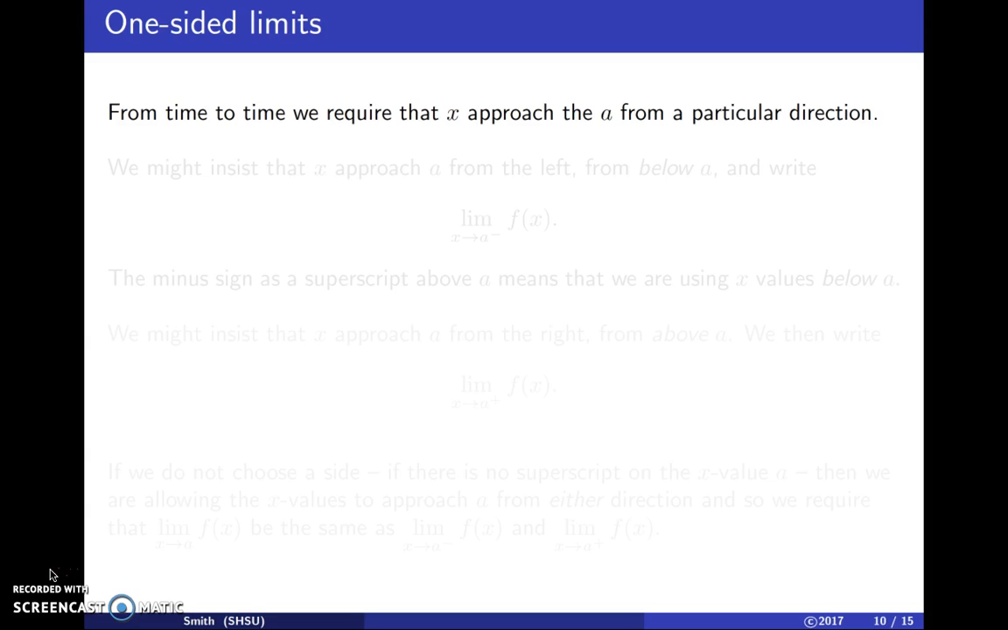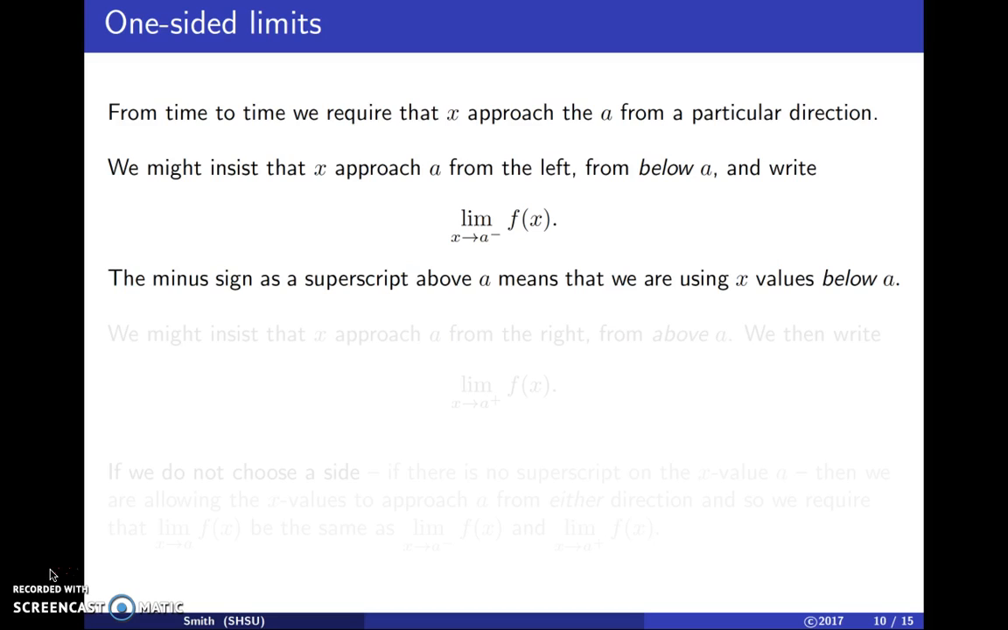From time to time, we require that x approach the x value a from a particular direction. We might insist that x approach along the x-axis from the left, from below a, and write the limit as x approaches a from below of f of x. The minus sign as a superscript above a means that we're using x values to the left of a on the x-axis, numbers a little bit smaller than a.